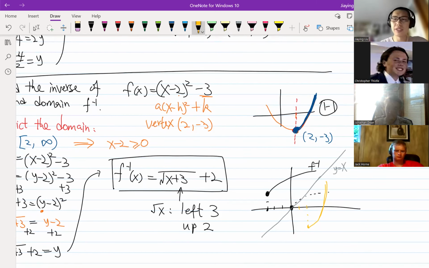So let me label that. This is f of x equals (x minus 2) squared minus 3, but the black shape is the inverse.